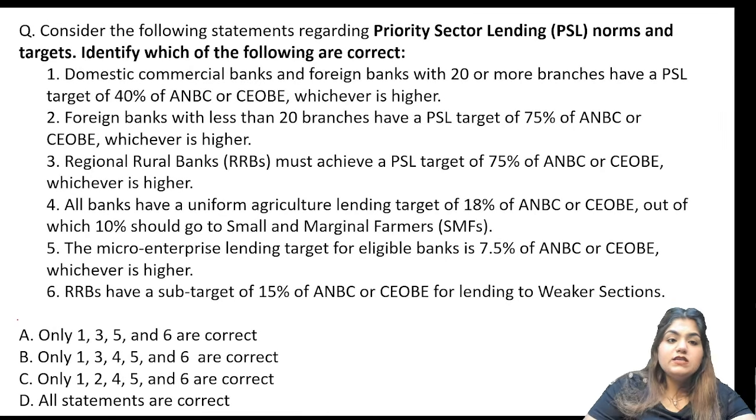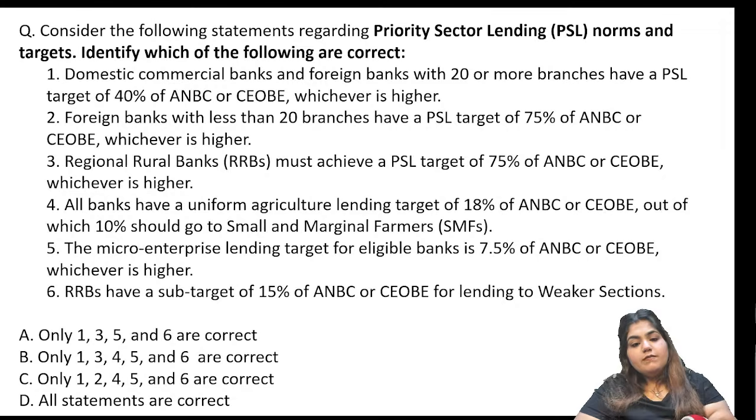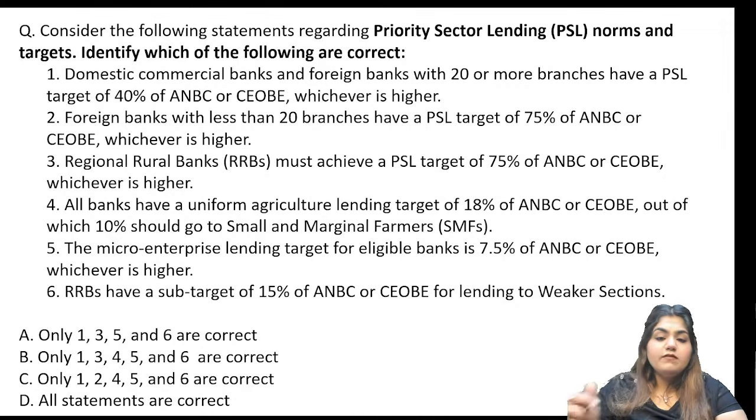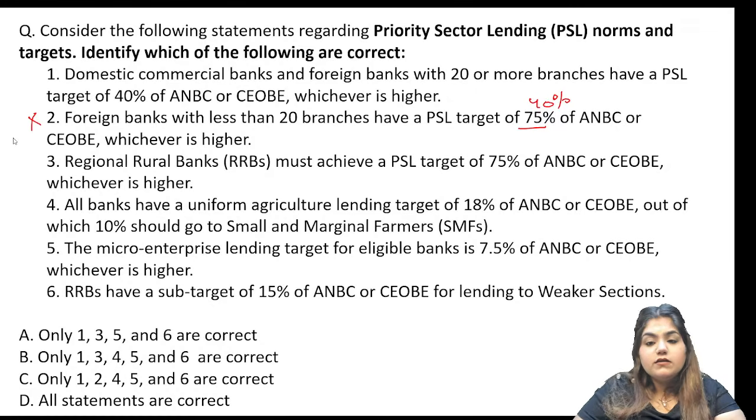Next, consider the following statements regarding PSL norms. Statement number 1 is correct. Statement number 2 is incorrect. It is not 75%, it is 40%. Statement number 3 is correct. RRBs must meet 75% as PSL. Statement number 4 is correct. 18% is for agriculture, out of which 10% to small and marginal farmers.